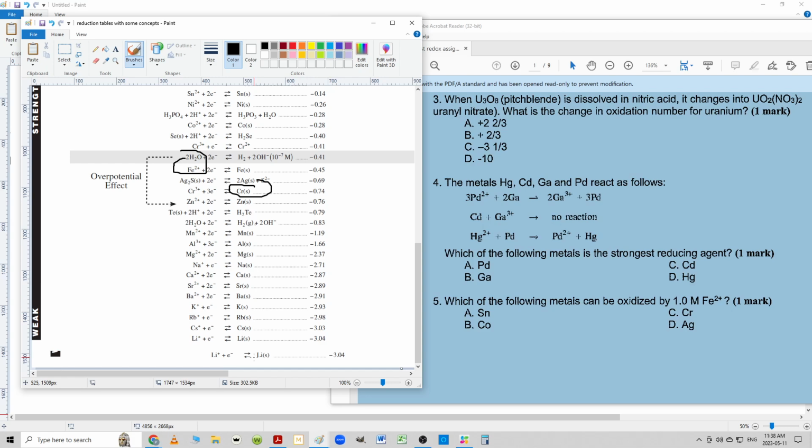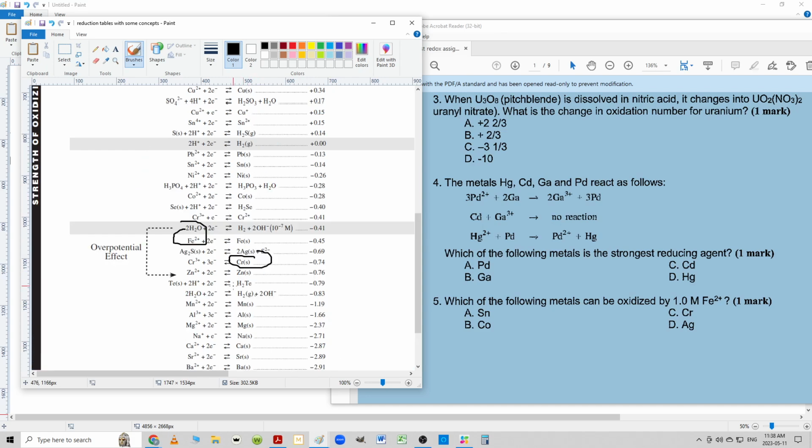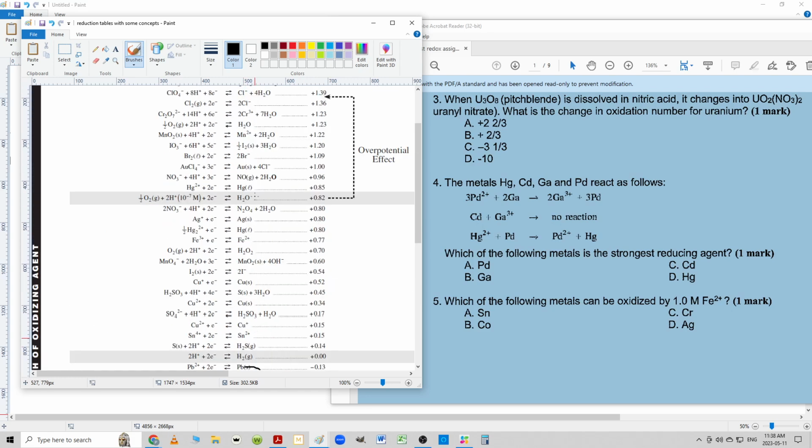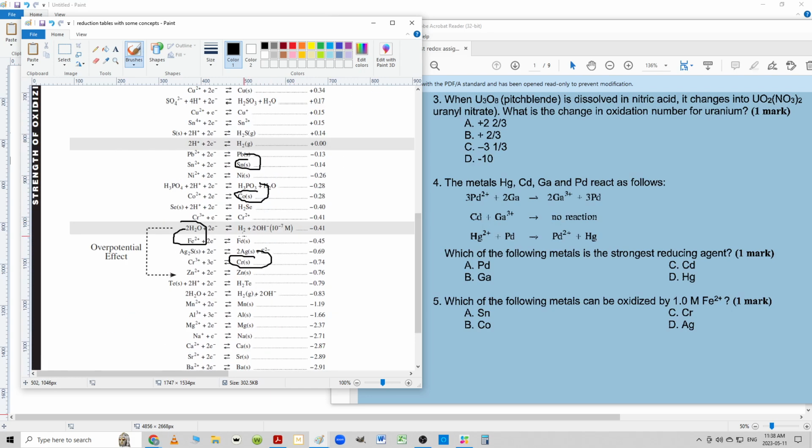Don't see it. Is Ag? Don't see it. Is Co? Don't see it. I don't think Co will be on this list. But let's see if those are above. Oh, there's Co. So it's above. Sn, it's above. And silver, I know, is above as well. Silver's quite a ways up, I think. There it is. So that means because these are all above, they will not spontaneously react.